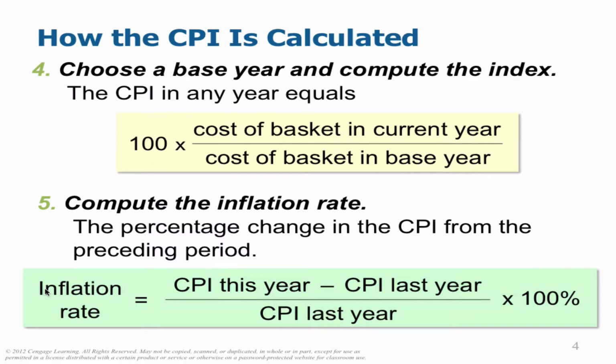Then you calculate the inflation rate, which is CPI this year minus CPI last year over CPI last year times 100%, because inflation is always in percentages.